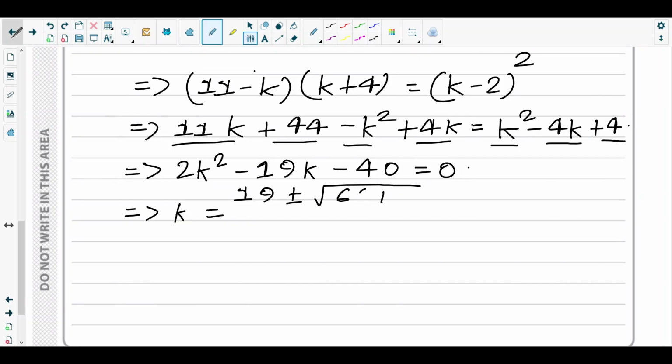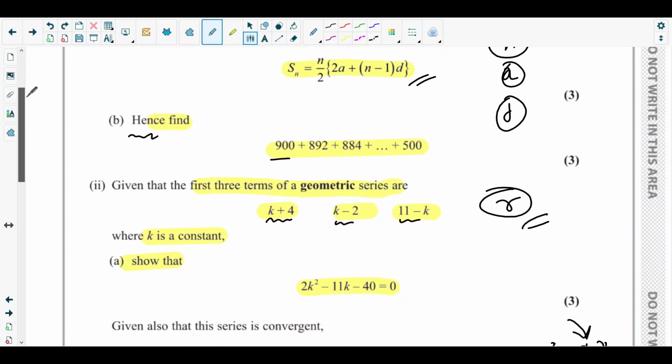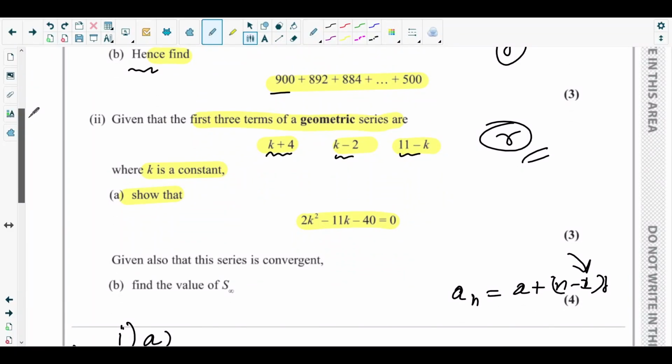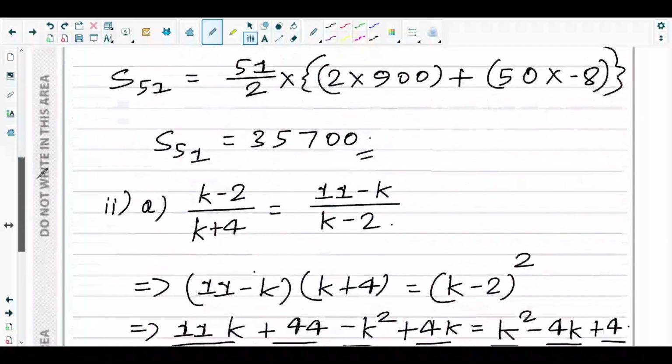Okay, I think they didn't ask you to solve the equation, right? We have done more than that. 2k squared minus 11k minus 40. But we got 19k here instead.